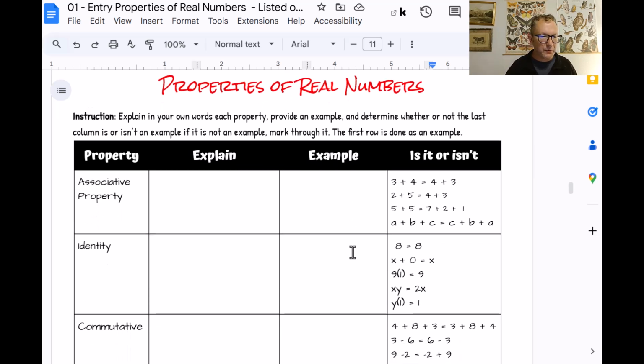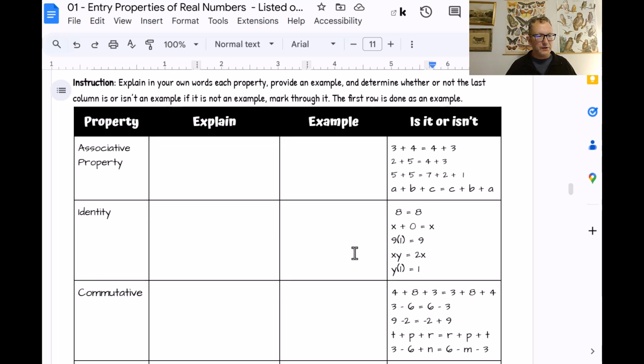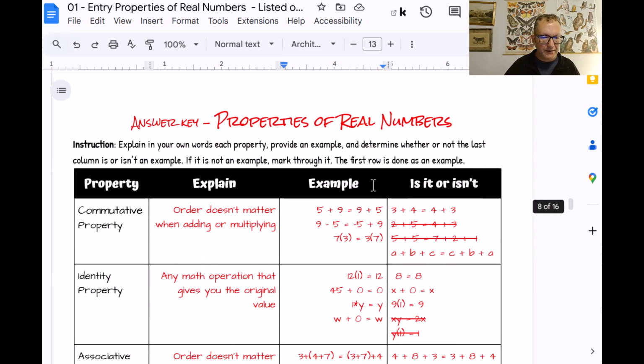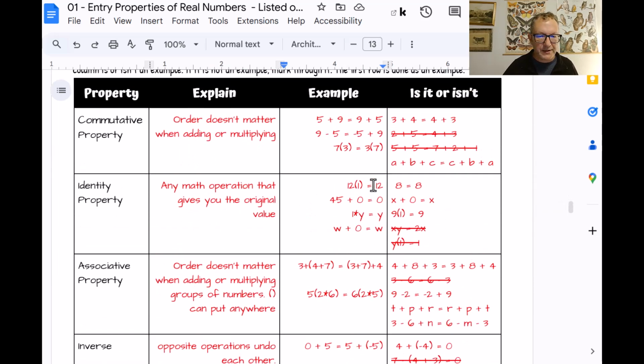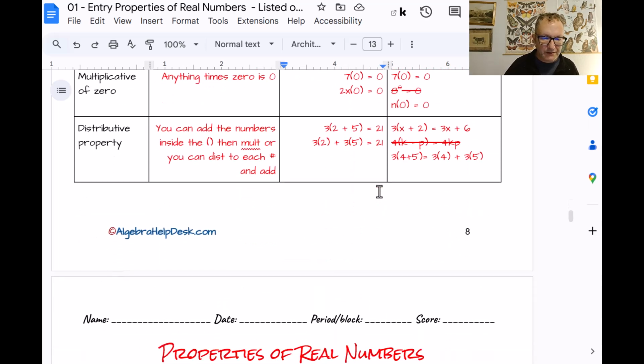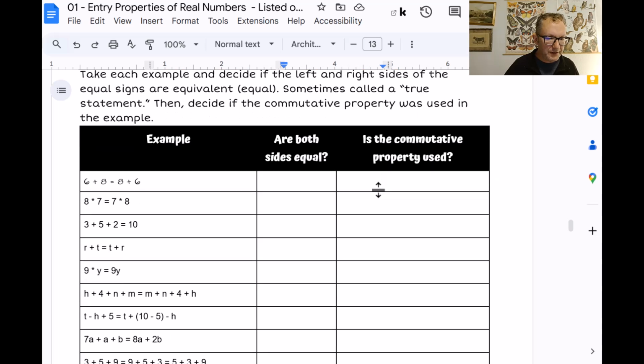So we got more properties of real numbers. This one, we're going to give them the associative property or identity or various other properties. We want them to explain it in their own words. So this could really work well with a Sage and Scribe or a Think, Pair, Share. Then we want them to give us an example. Or you can have them do it individually and then share out. Here's an answer key. Sometimes these responses will vary, but as long as they're mathematical, they're good.